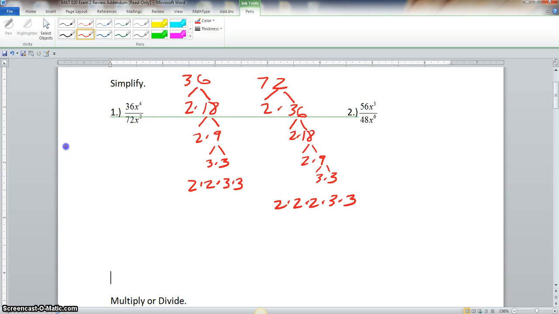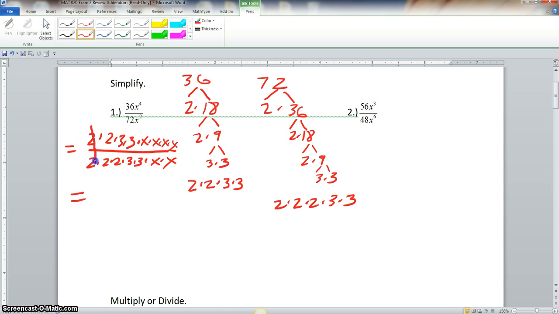Now what we're going to do, we're going to replace our numerator and denominator with what we had here. 36 broke down to 2 times 2 times 3 times 3. Now our x to the 4th, we're going to write that as just 4 x's multiplied by itself. Now for our denominator, we had 72. We had 3 2's and 2 3's. And then our x squared will break down to x times x.